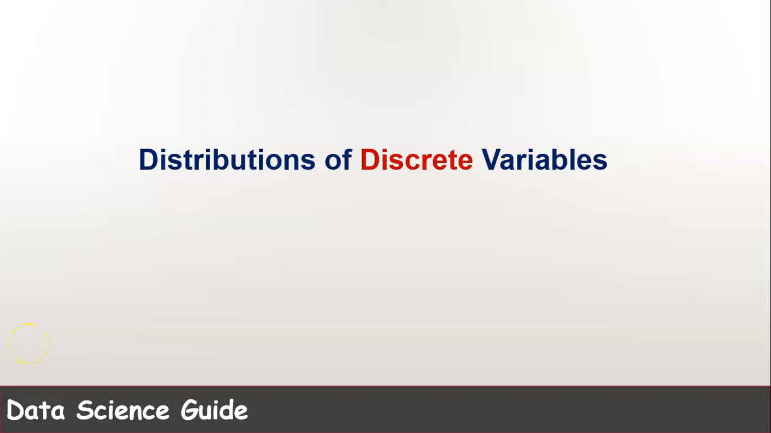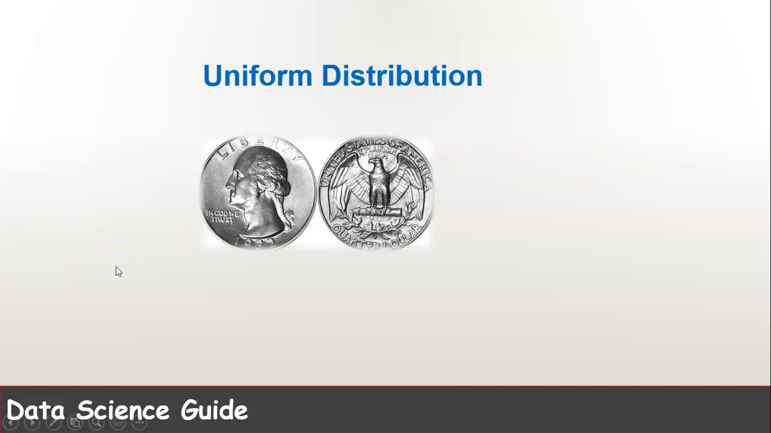In this tutorial, we are going to talk about the distributions of discrete variables. We start first with the uniform distribution. A coin has two sides, heads and tails. When we flip the coin, the probability to get a head is 50%. And the same thing, the probability to get a tail is also 50%. It doesn't matter how many times we keep flipping the coin, we always have the same probability, 50%.